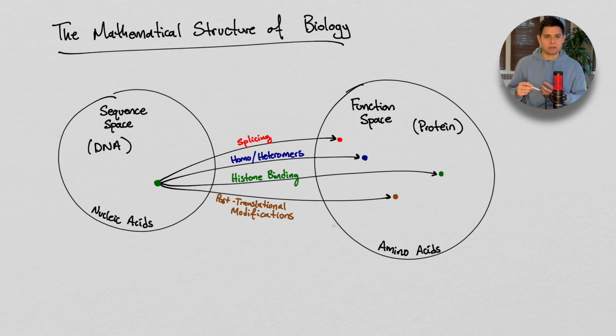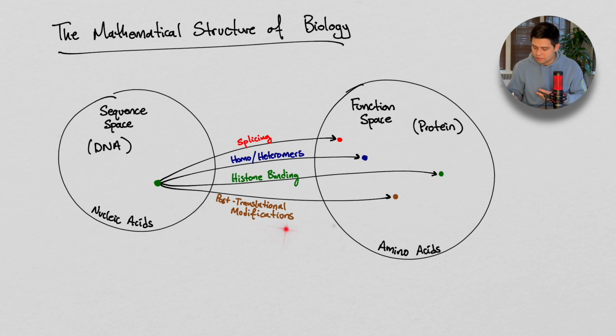We can do histone binding, right? So histone binding is this very interesting way of different types of proteins attaching themselves onto the DNA and modifying what gets transcribed and what doesn't, right? So the histone binding takes us to some different function space as well. Or some different point in function space as well.